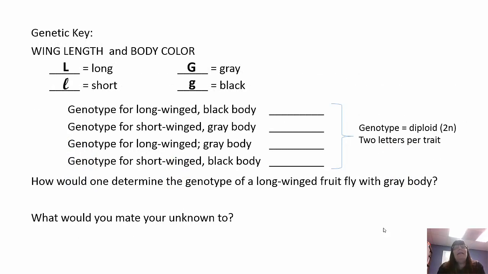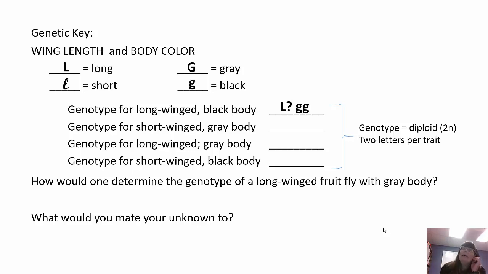So wing length, long is dominant, short is recessive. Body color, gray is dominant and black is recessive. So the genotype for a long-winged black body. Now the long wings, long is dominant, so we do not know if it's going to be big L, big L or big L, little l. But black body we know is going to be little g, little g, because it's recessive.